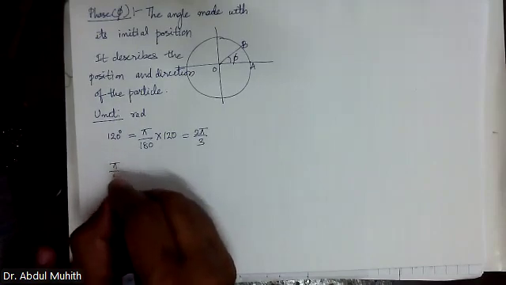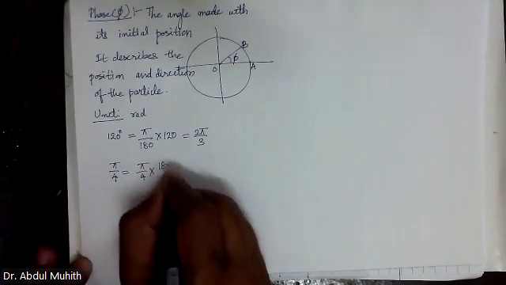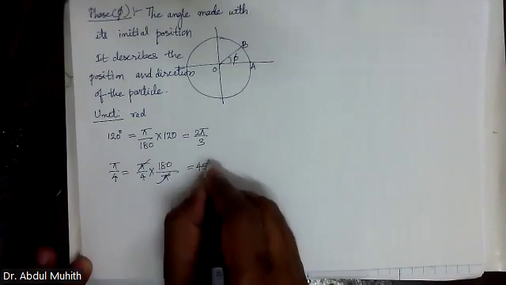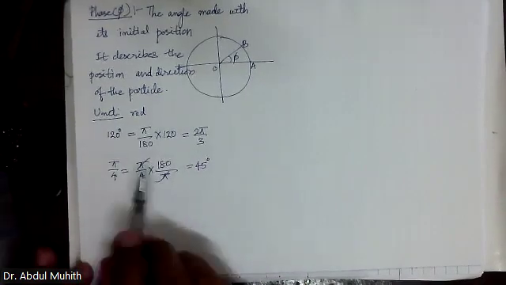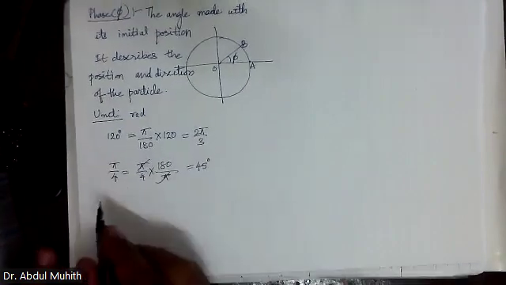If it is pi by 4, convert into degrees. So pi by 4 into 180 by pi. Multiply like this, it will be 45. So this is the way of converting degrees to radians and radians to degrees. Keep this in mind. Now we will go with one more case.